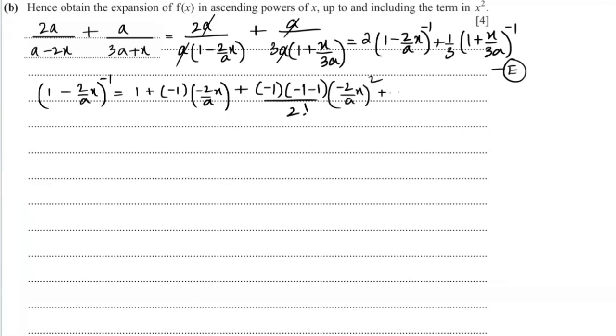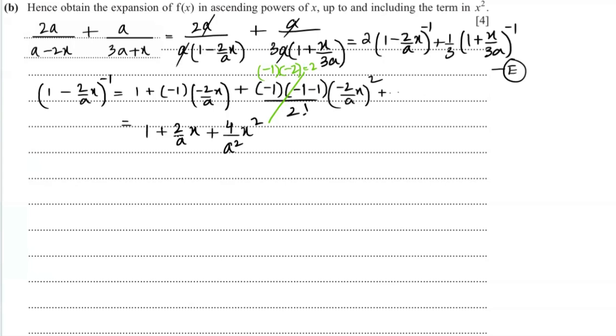So let's simplify this. You can use a different color pen if you want to. This will be 1 plus 2 over ax. Now think about this one. This is just a 1, since minus 1 times minus 2 is plus 2, and 2 divided by 2 is 1. Plus, this will be 4 over a squared x squared, right?